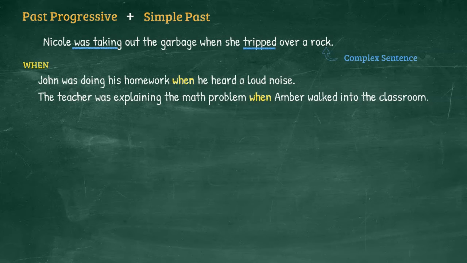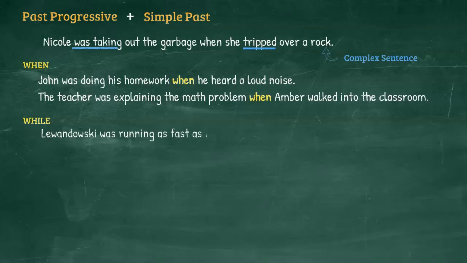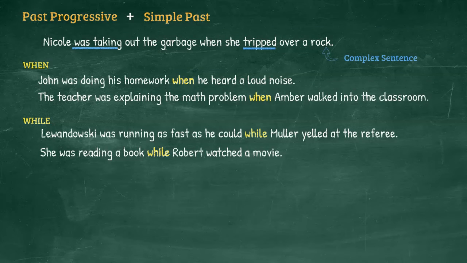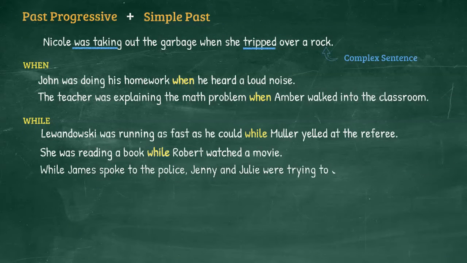We can also use the subordinating conjunction while to make this type of sentence, as in Lewandowski was running as fast as he could while Mueller yelled at the referee. Or she was reading a book while Robert watched a movie. We can also switch the dependent clause and the main clause and begin with while, as in, while James spoke to the police, Julie and Jenny were trying to get out of jail.